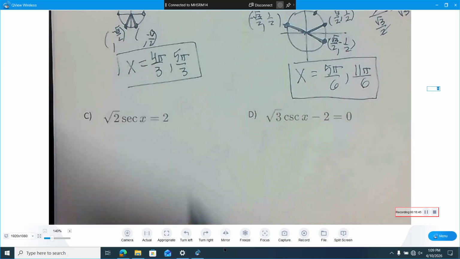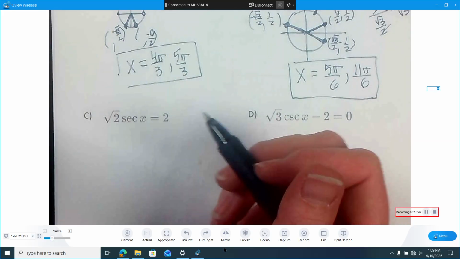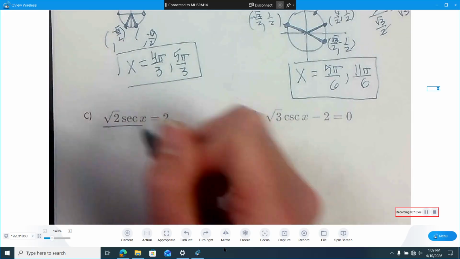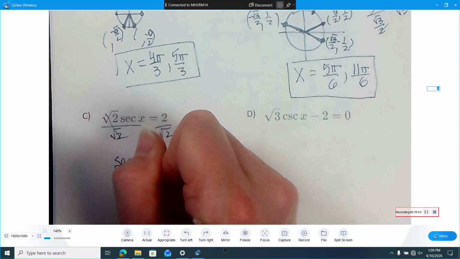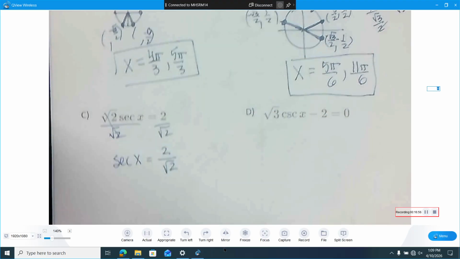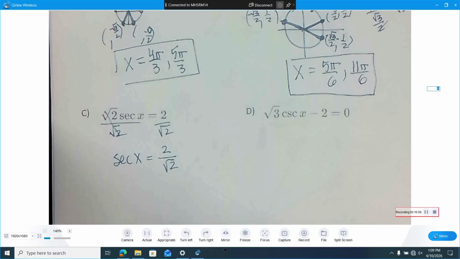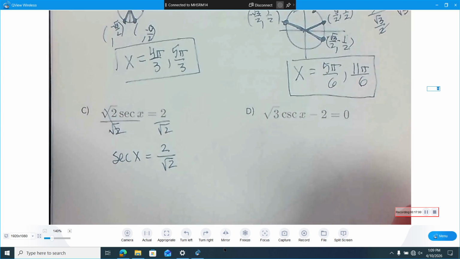Reciprocal functions. Again, what should we do? Divide by radical 2. So we get secant of x equals 2 over radical 2. Now, I'm not going to clean that up right now because I don't want to look at the secant function. What do I care more about?